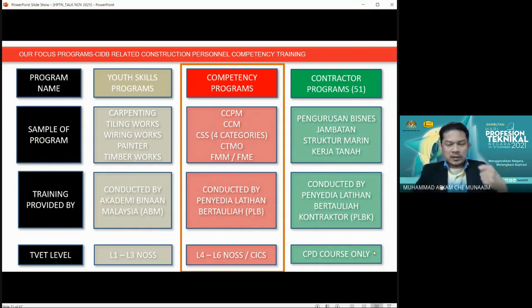Another one is actually the normal training, normal training conducted by many. Universities also conduct it, Pusat Latihan Bertauliah, and other individuals also conduct it. They can just apply for the CPD from the CIDB, and then they will conduct the normal program. So there are 4 types of programs as CIDB's activities: youth skill program, competency program, contractor program, as well as normal CPD program. Here, the competency program, we will talk more about today in this session.